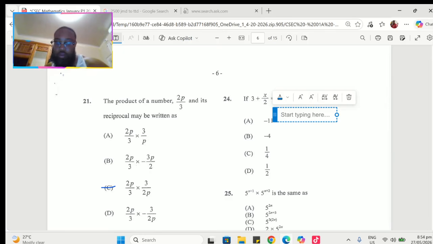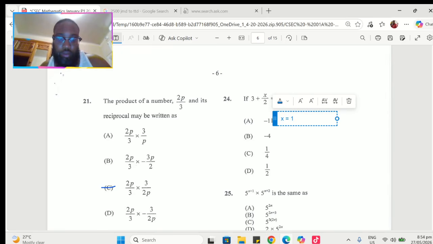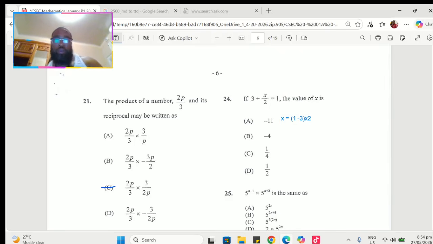So let's do it. x will equal 1. When I move that 3 across, it becomes negative 3. And then when I move that 2 across, because it was dividing, it becomes multiply. One minus 3 is negative 2. Negative 2 by 2, a negative and a positive will give you a negative, which is negative 4. So x will be equal to negative 4.